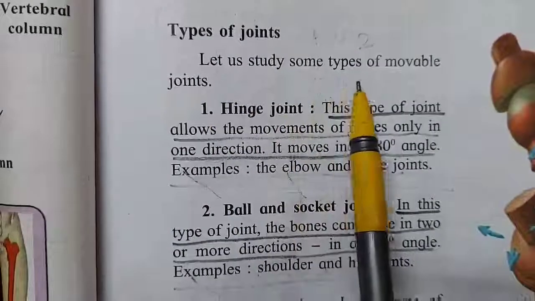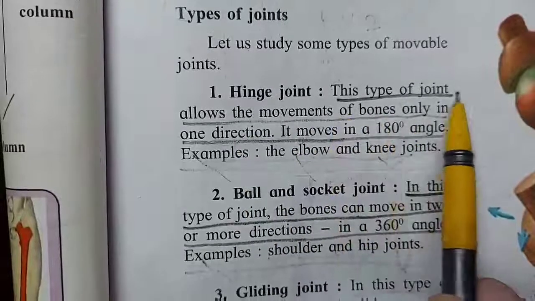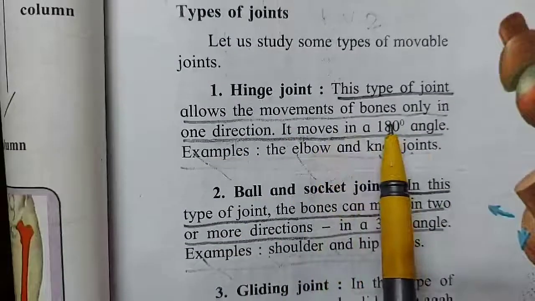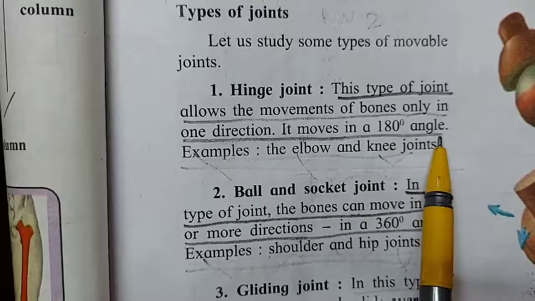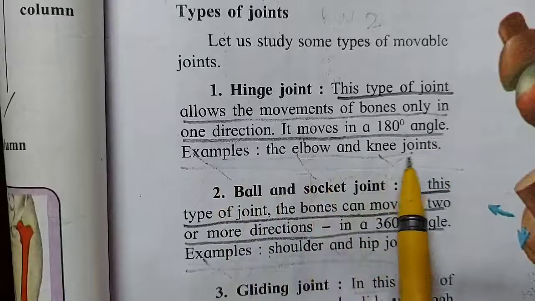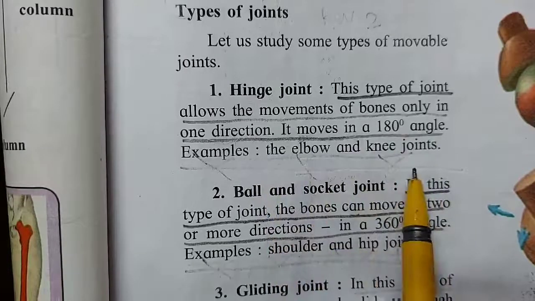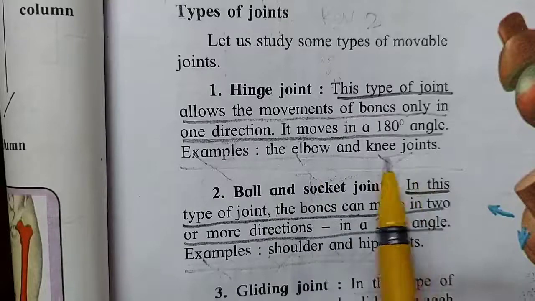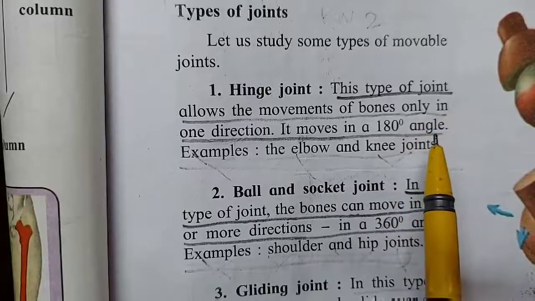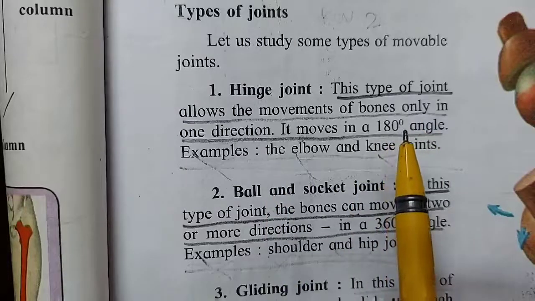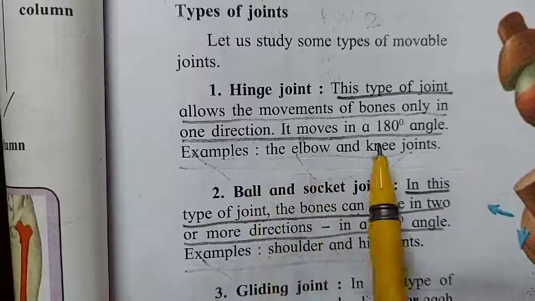Now let us study some types of movable joints. Hinge joint. This type of joint allows the movement of the bones only in one direction. It moves in a 180-degree angle. Example, the elbow and the knee joint. Just try this and see your elbow and your knee. How much can you move it? You can move it only in a 180-degree angle. You know what a 180-degree angle is? A semicircle shape.